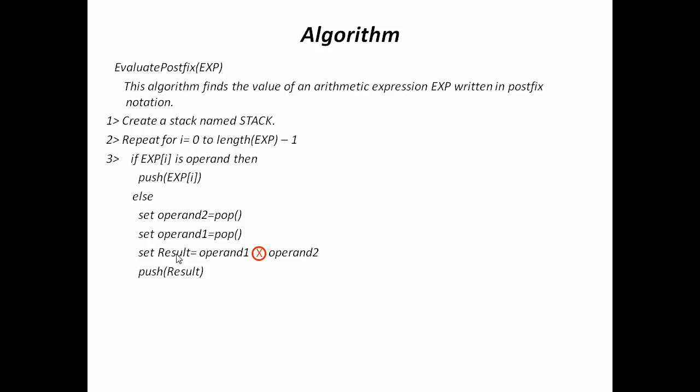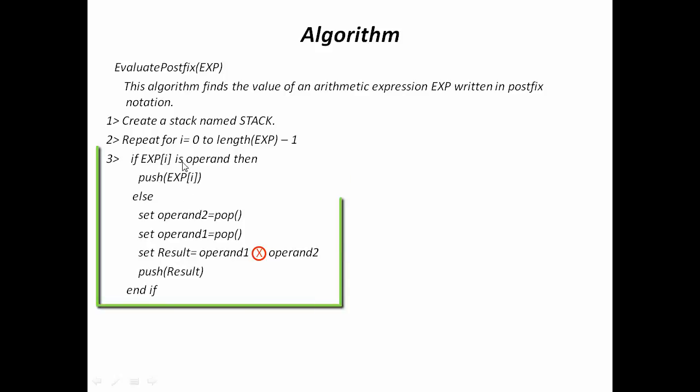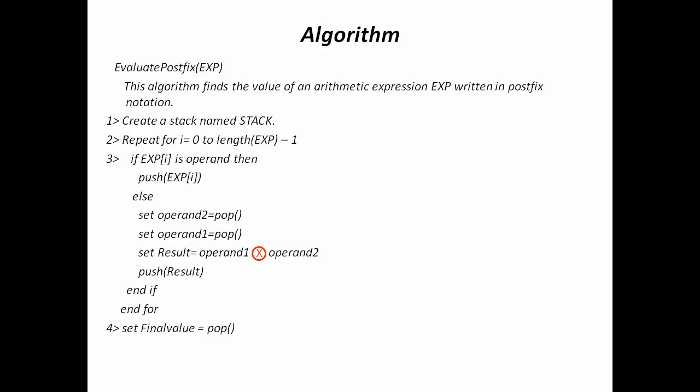If statement is ended here, these statements will continue to execute until the expression is ended. Then the for loop is ended here. The final result is stored in the stack, so we pop the top element and store it to a variable, that is final result equal to pop, and the algorithm is ended here.